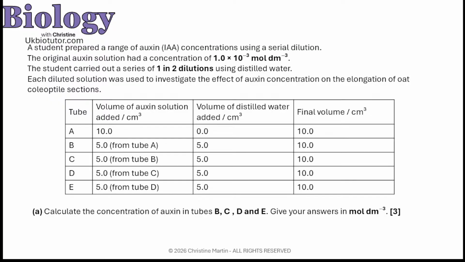So it was talking about a student who prepared a range of auxin concentrations using serial dilutions. The original auxin concentration had a concentration of 1.0 times 10 to the 3. Was it that one? Talking about elongation of oat coleoptiles. Actually, I think this is one that I made up. This isn't it. This is the one that I've made up for my study guide. I was like, no, I recognize that. It's because it's mine.